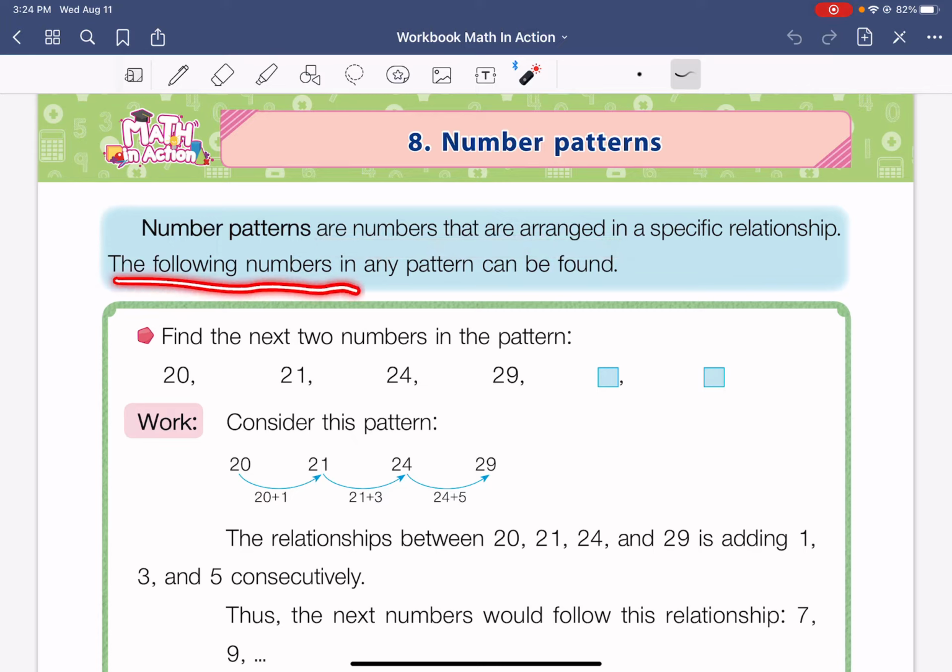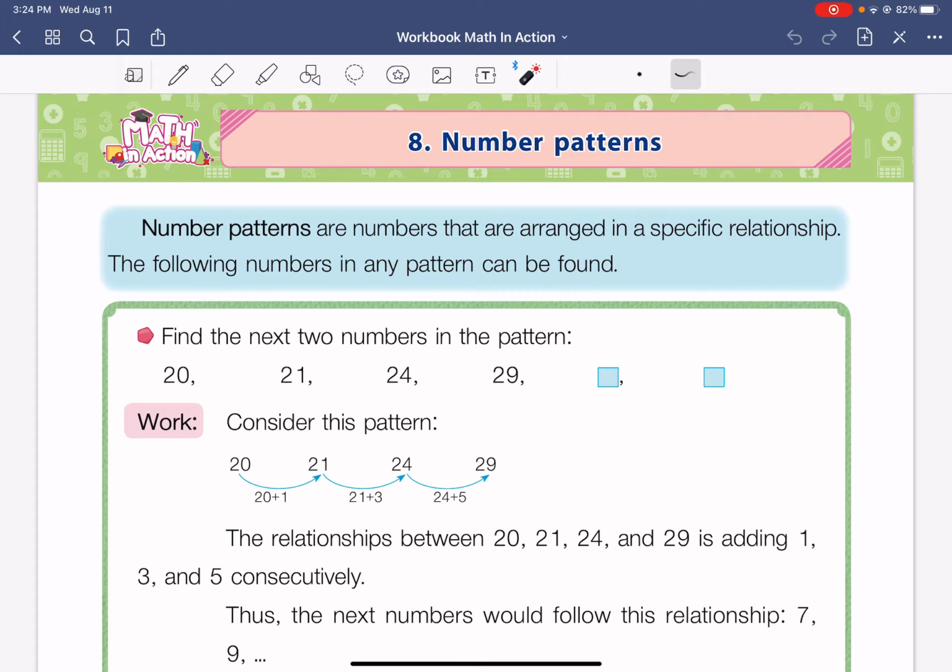The following numbers in any pattern can be found. So, for example, find the next two numbers in the pattern. Here we have 20, 21, 24, 29, blank, blank. We don't know these last two.